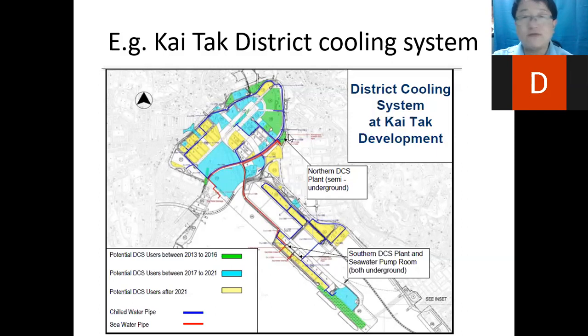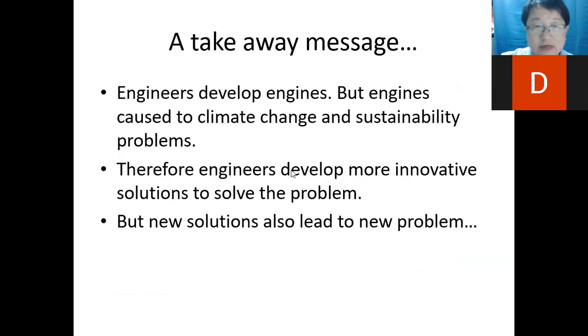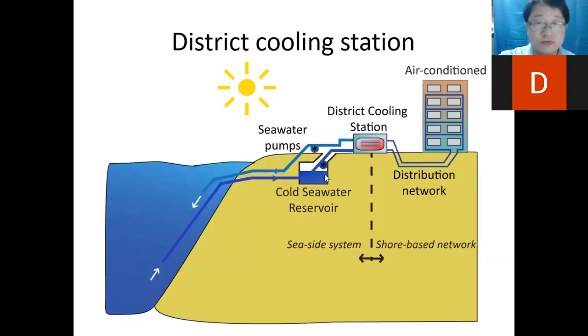You can see there are over 1,000 units of aircon, and if each aircon consumes a certain amount of energy and the efficiency is low, then the total energy consumption will be very high. So the idea is to make use of a centralized district cooling system to cool the water with seawater, and then the cool water will pass to each building, just like the water pipe, the water source, but this time it's a cool water source to help you do the cooling. So this is the idea of a centralized cooling system. But anyway, this part will not be examined.